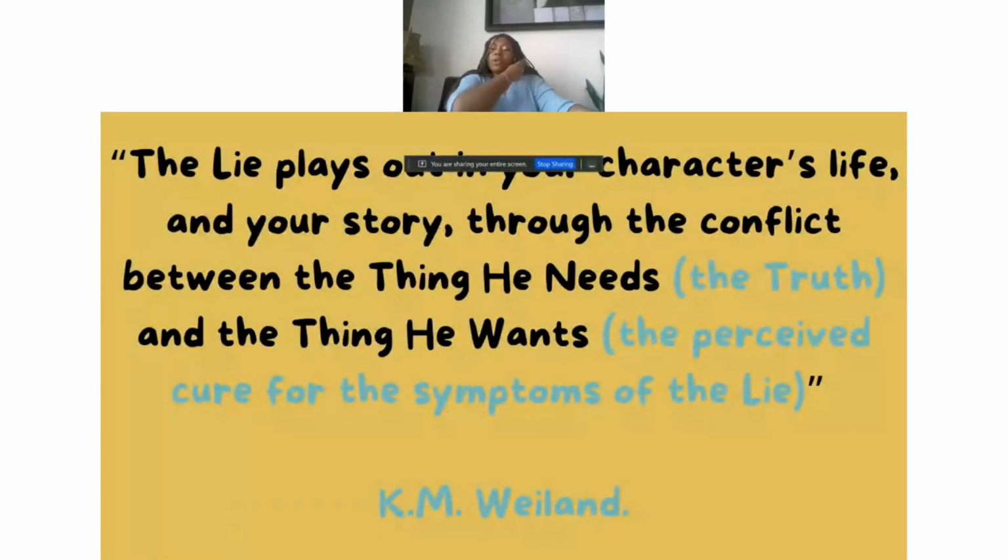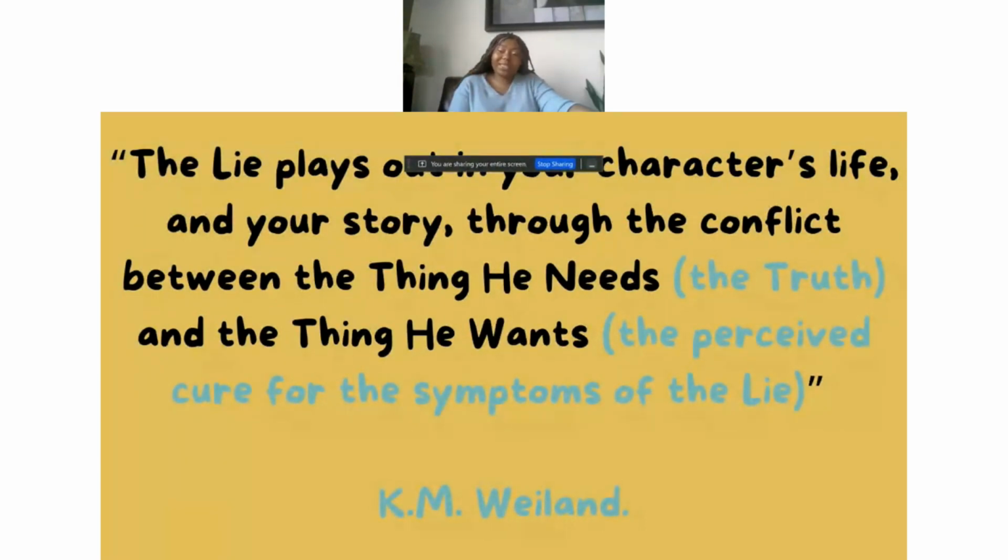So let me break down this quote for you. So the lie is basically this distorted narrative that the character's telling themselves, right? And so it's causing certain problems in their life. It's the reason that they're unfulfilled or not whole, even though at the beginning of the story, they're not going to realize that yet. So the character's lie is going to inform the thing he wants. So he's going to want something to try to fix all these problems and all these holes that he has inside himself.